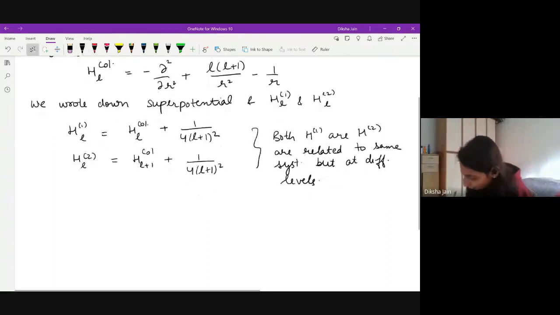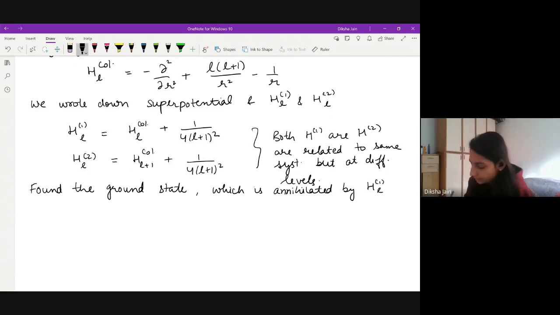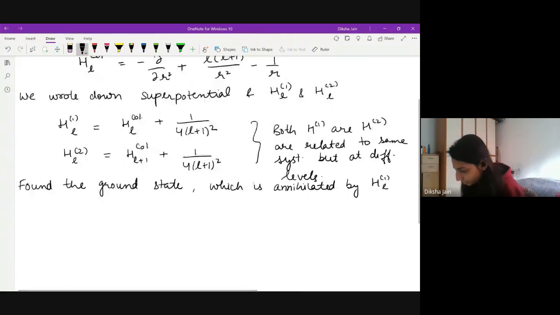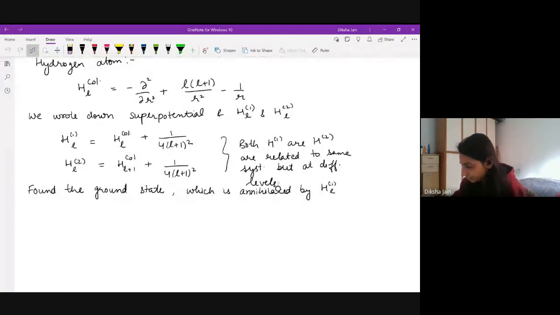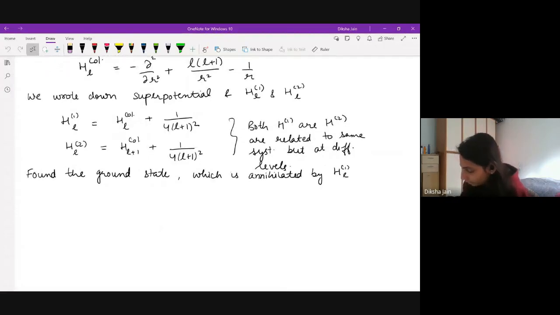Okay. And then we found the ground state, which is annihilated by H1 of L. I assume that only H1 of L has the zero energy state, because I showed last time that only one of the two Hamiltonians can have a zero energy state. We found the state which is annihilated by H1 of L, and I represented it as U0 of L, because H1 is labeled by L, and U0 means it's the zero energy state. So we explicitly found the wave function.